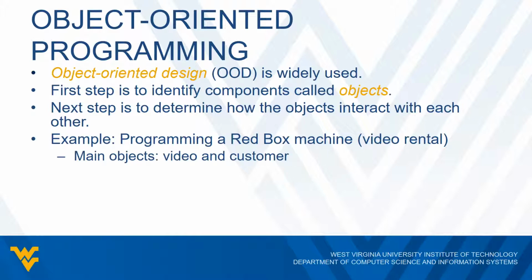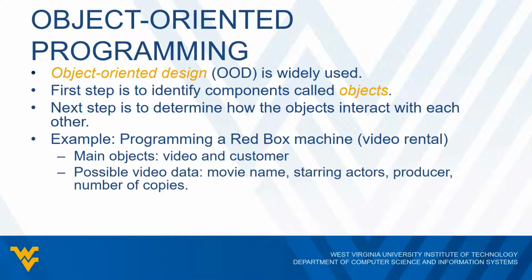Well, we would have a video, that would be an object, and we would have a customer. Once we have these objects, we need to think about what are some of the data that's associated with them. What are some things that are associated with the video? Well, you have the name of the video, the actors, the producer, the number of copies, and any additional information. So maybe the year, or maybe what it's rated. There's all sorts of information we can have with it, but the point is each of these objects would have data associated with it.